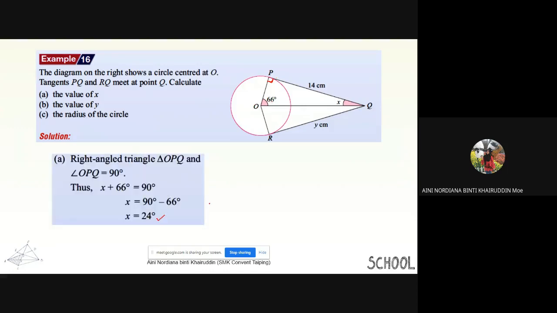So answer 24. Or you can use this calculation shortcut, 90 minus 66. Since you know this is 90, so 180 minus 90 is 90. So just 90 minus 66 to get X. If you want to write X plus 66 plus 90 equals 180, also can. You will get the same answer. Okay. Next, the value of Y. So PQ is 14. So RQ also 14. So thus answer Y equals to 14.